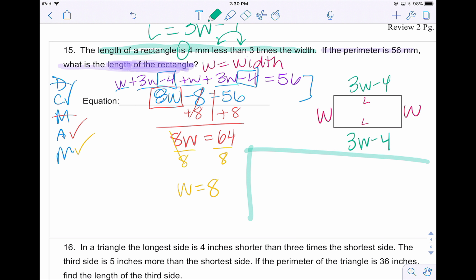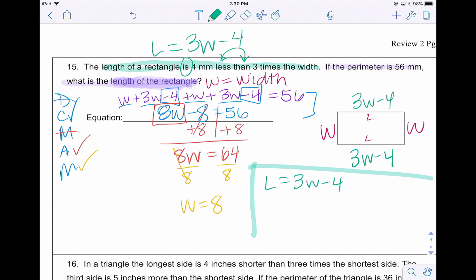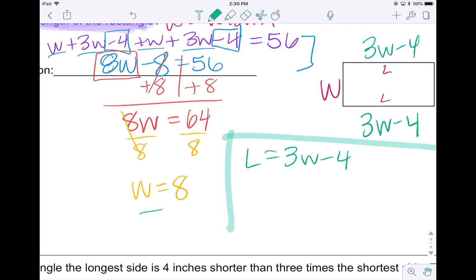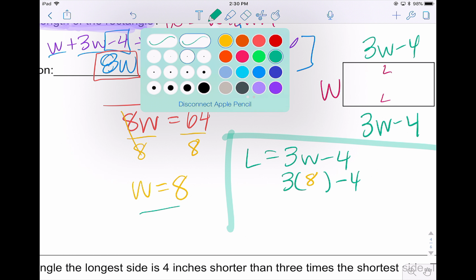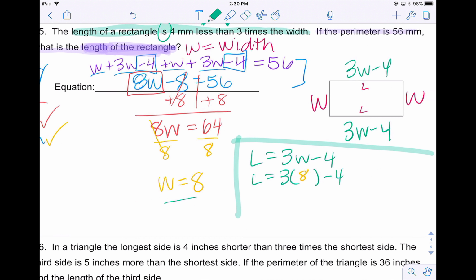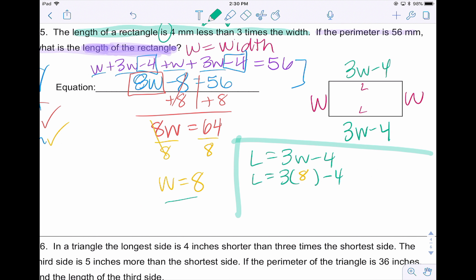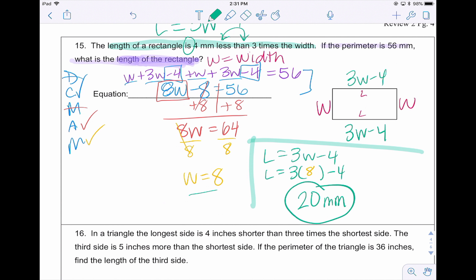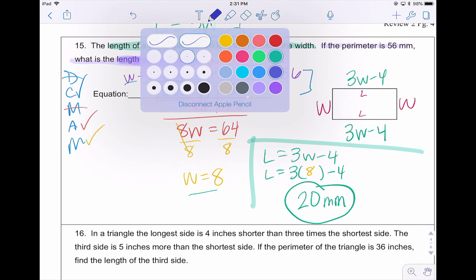So we know from up top, the length is 3W minus 4. I know from the side right here that W is 8. So to solve for the length, I'm going to plug in 8 for W and solve. 3 times 8 is 24. 24 minus 4 is 20. I could also put this in my calculator to solve for that as well.